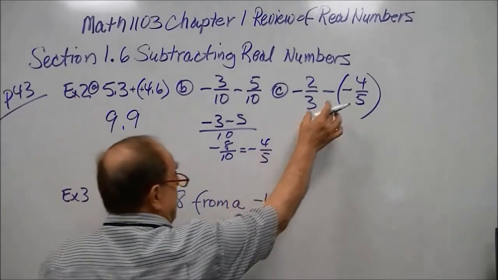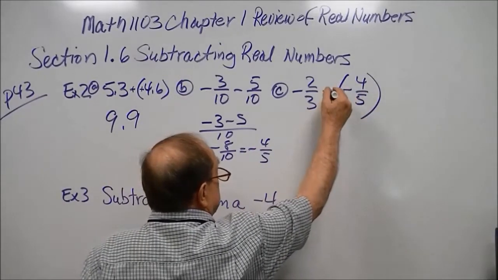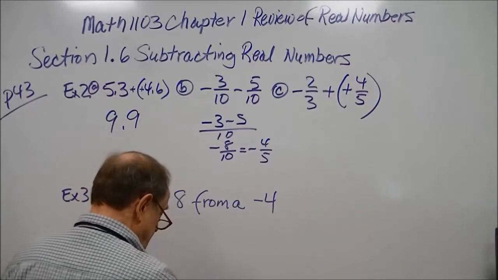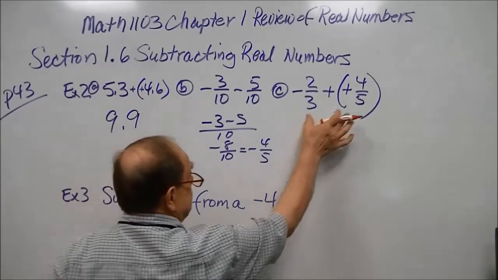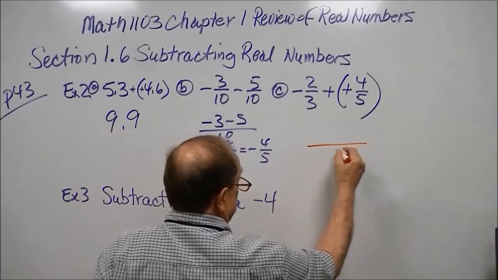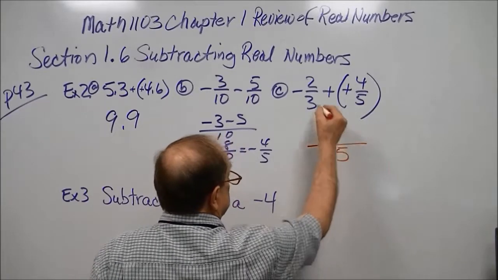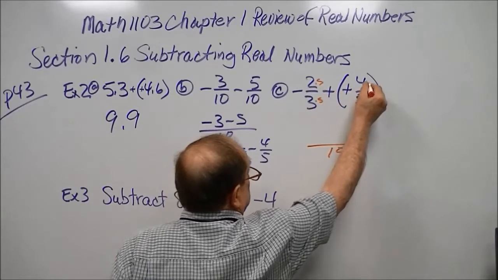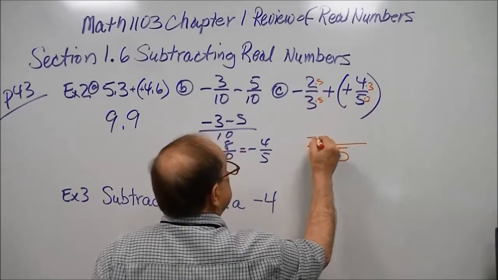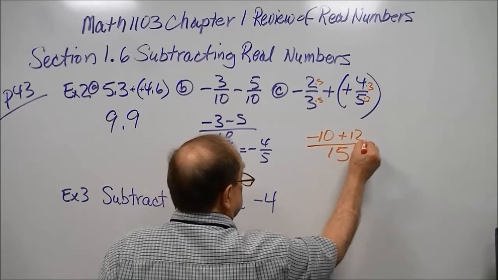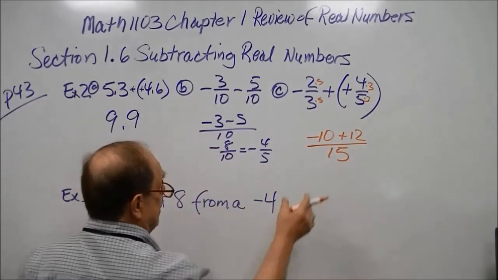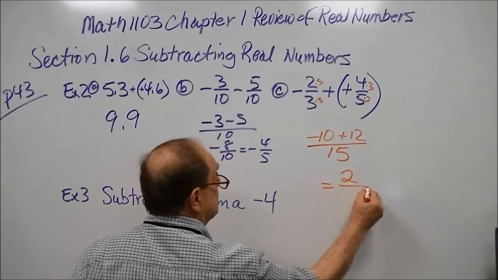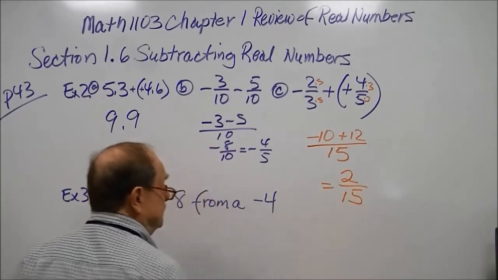Here again, we have the opposite of a negative, so we can make that plus, but we're going to need a common denominator. That'll be 15. So multiply that by 5, 3, 3. This is going to be a negative 10 plus 12 over 15. This will give us eventually a 2/15.